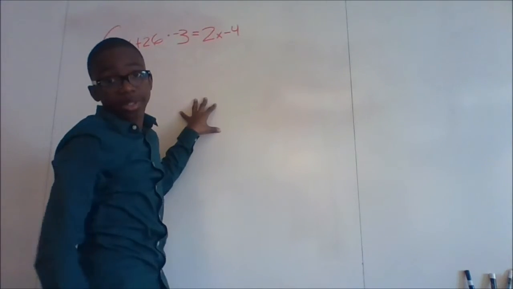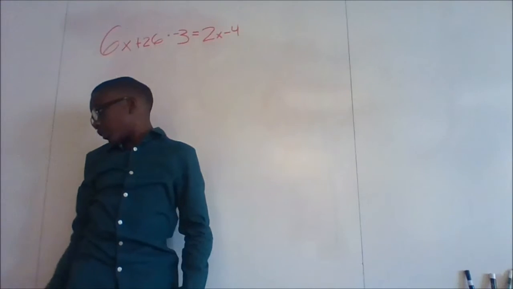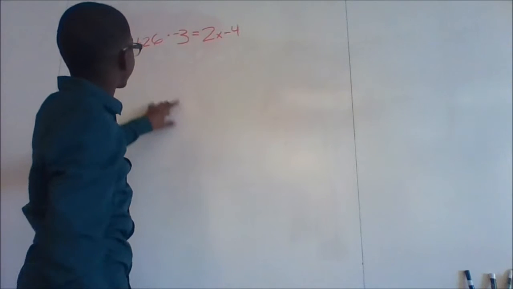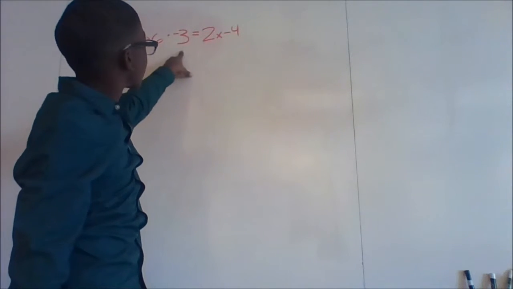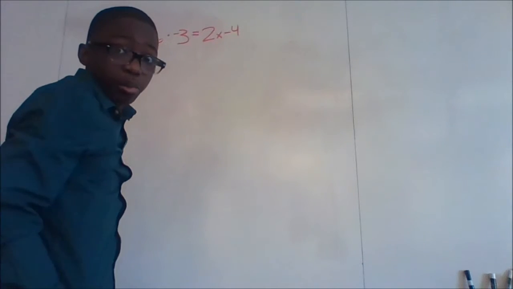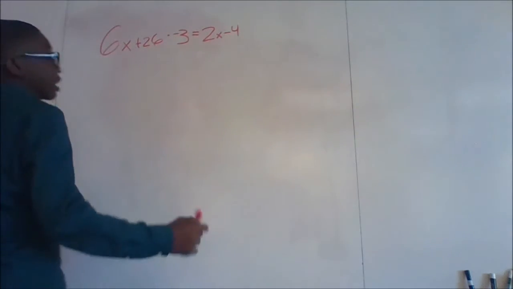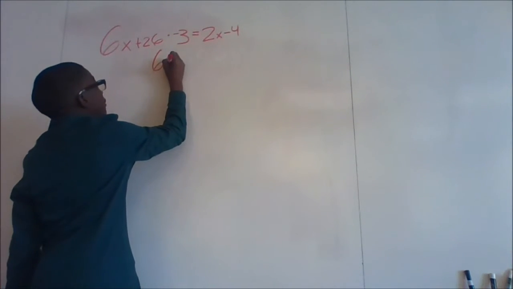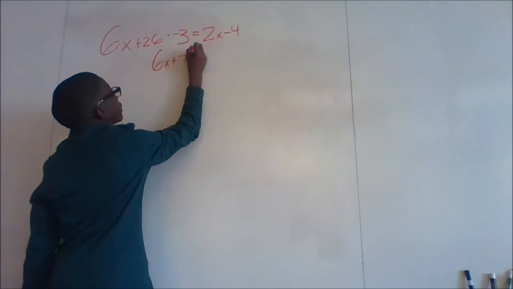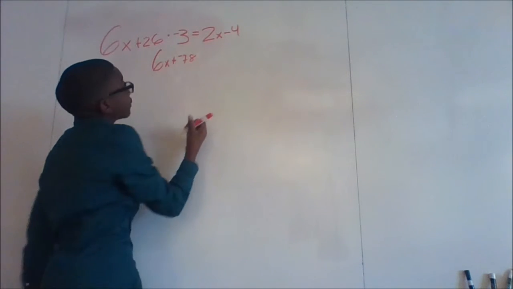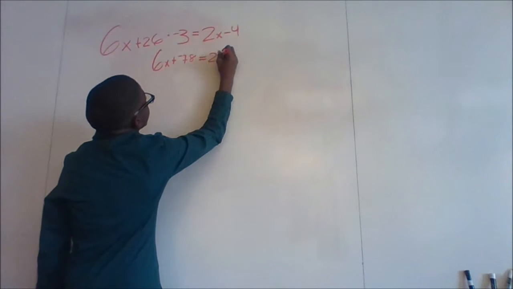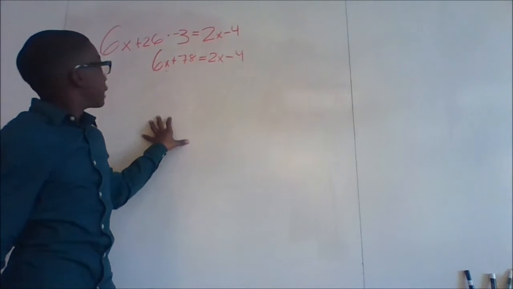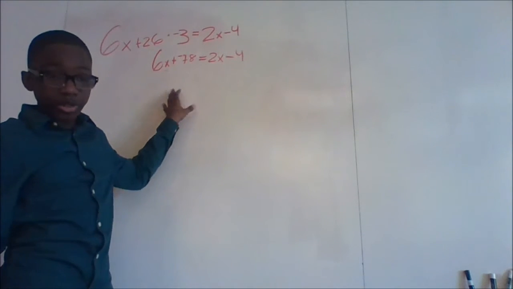Okay, so there are a lot of steps here, but it's all right. First thing we're going to do is combine like terms, which means in this case we have this 26 and negative 3, which when you multiply those together, you get negative 78. So by doing this, we'll have 6x plus negative 78, or 6x minus 78, is equal to 2x minus 4. Now that we've combined our like terms, we could do it either of two ways.